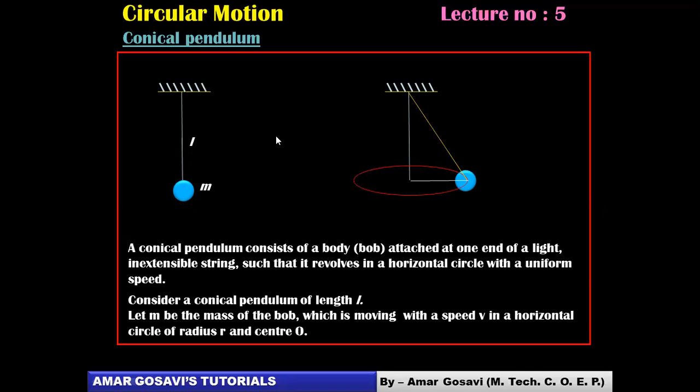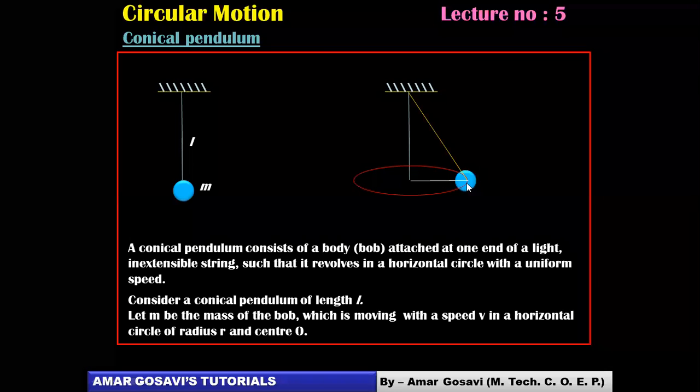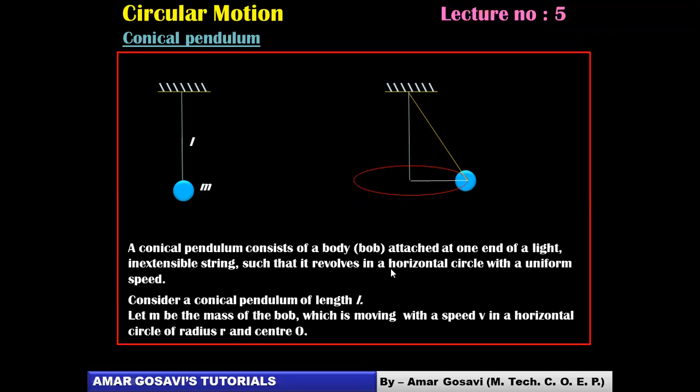So if you want to define conical pendulum, it will consist of a bob attached to one end of a light string, which is inextensible, and it will revolve in horizontal circles with uniform speed. So you can see the bob is moving in horizontal circles with uniform speed, friends.